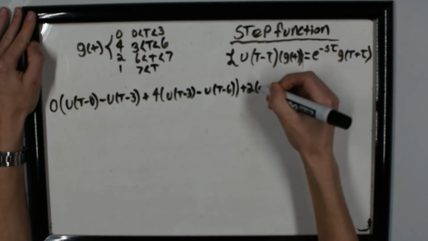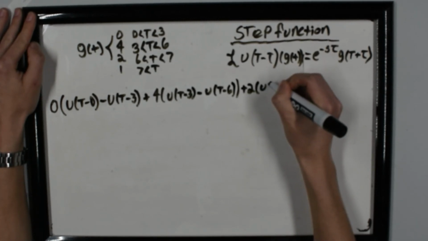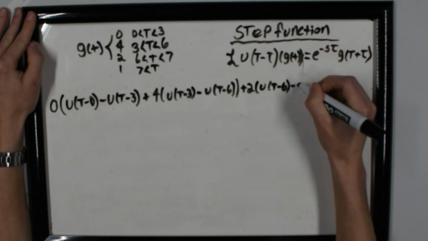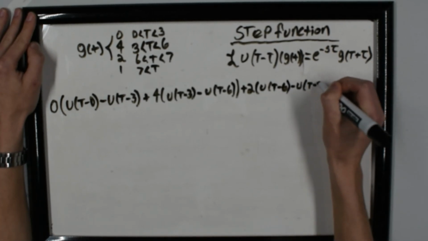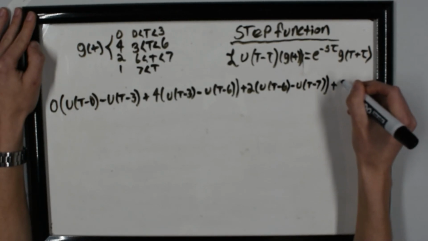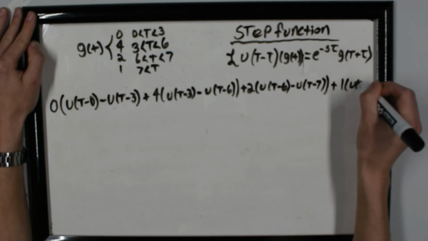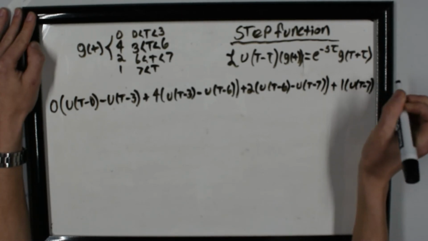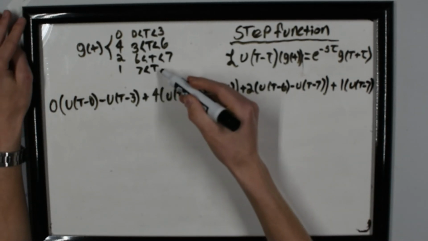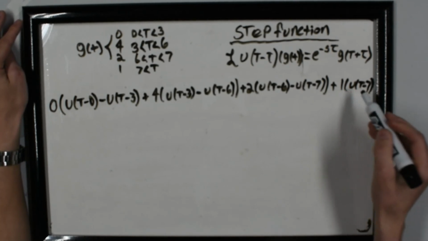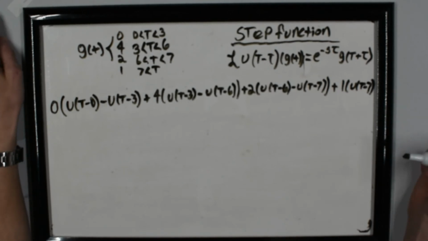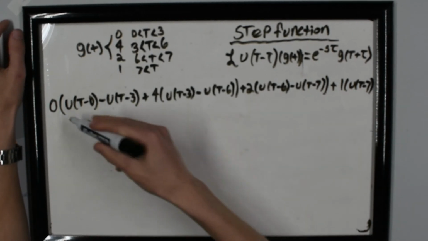plus 2 u(t minus 6) minus u(t minus 7) plus 1 u(t minus 7). Okay. And since there's no end of this interval, it goes on forever, we don't have to add anything. It just ends there. So that's it. That's the step function, but we can simplify.